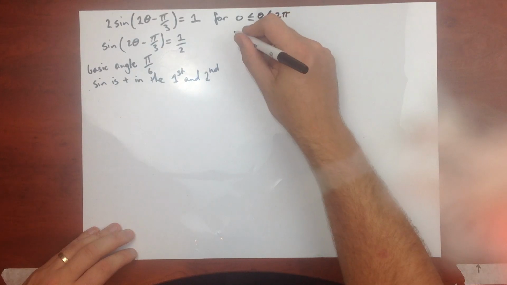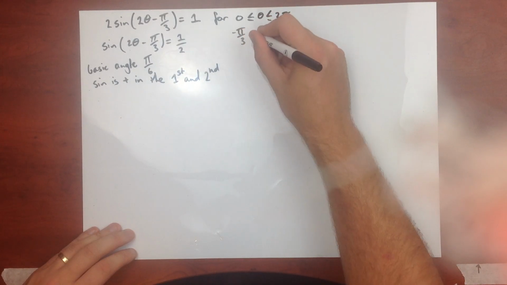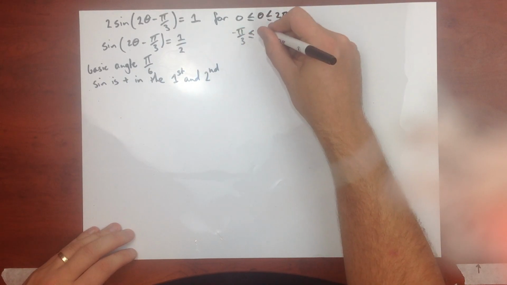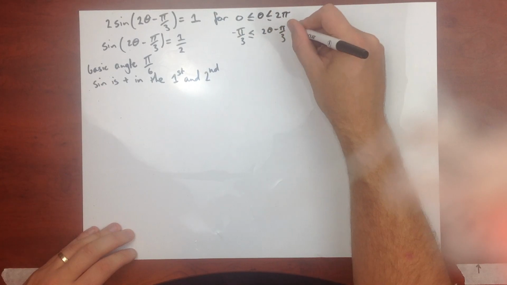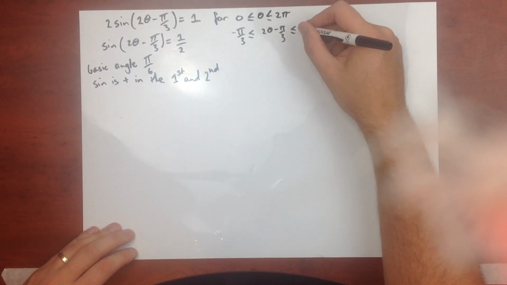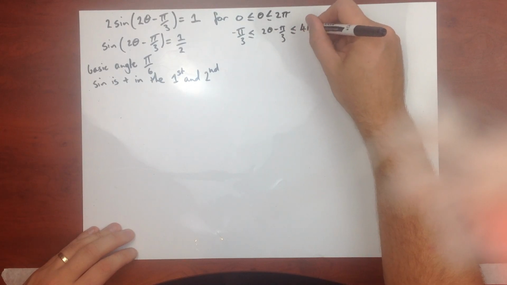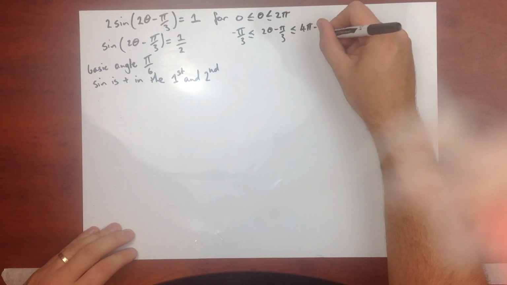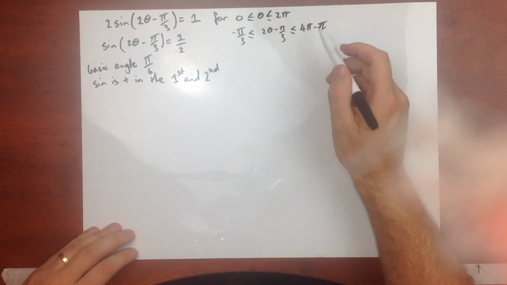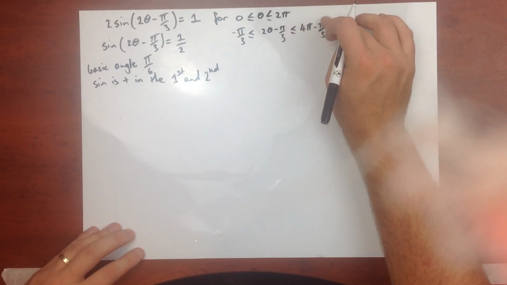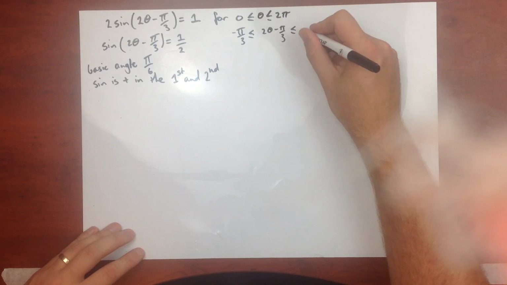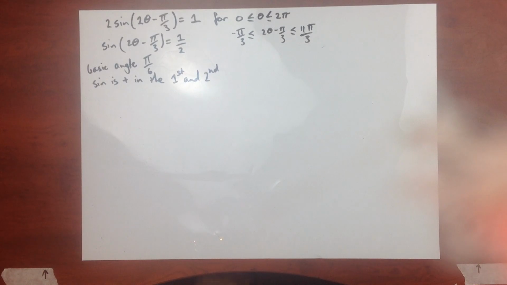Okay, so we're going to say then that we're negative pi on 3, 2 theta take pi on 3, up to, it would be 4 pi minus pi on 3. Okay, now 4 pi is really like 12 pi on 3. So take pi on 3 is going to be 11 pi on 3. Okay, so that's why our domain would actually be.